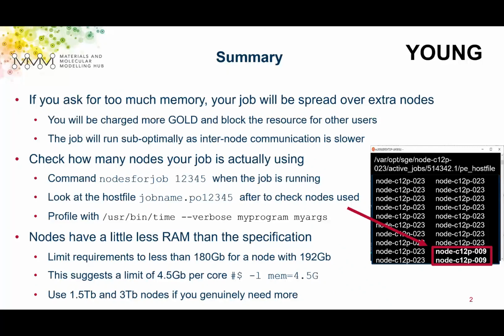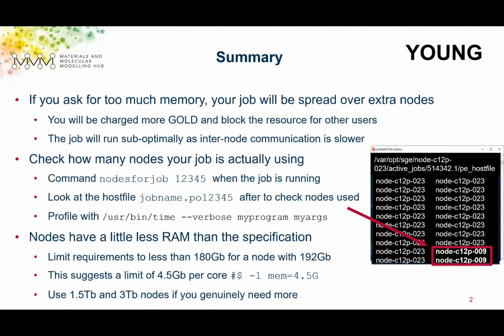And the third point to note from this video is that the nodes actually have a little less RAM than we expect. Now, the actual nodes on Young, as I'll talk about in this talk, are 192 gigabytes, but by the time you've taken into account the various operating system requirements, you end up with only about 180 gigabytes per node. So this suggests a limit of about 4.5 gigabytes per core that you shouldn't go above. If you do genuinely need more, then the 1.5 terabyte and the 3 terabyte nodes are available.